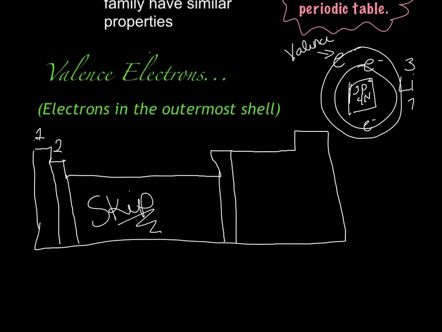We have 3 in the 13th column. So it goes 1, 2, 3, 4, 5, 6, 7, 8, 9, 10, 11, 12. And then it's 13, 14, 15, 16, 17, 18. So in the 13th column, there are 3 valence electrons.